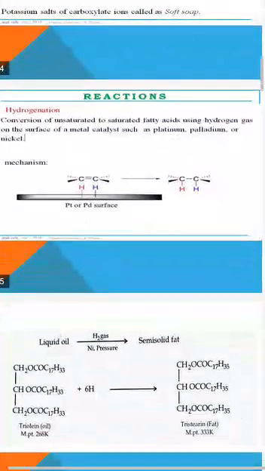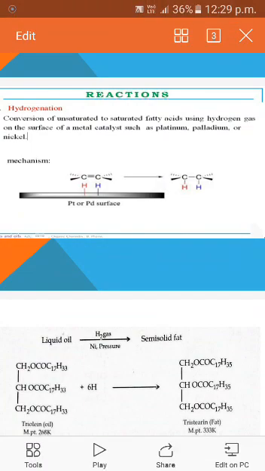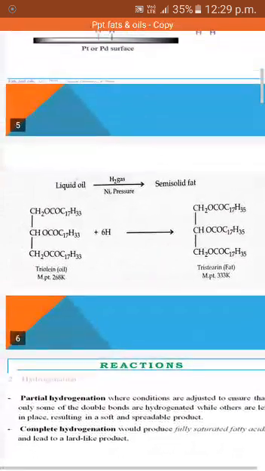The next reaction we discussed is the hydrogenation reaction. Hydrogenation is done by using a catalyst like platinum, palladium or nickel. At that time, the double bonds present in the unsaturated fatty acids of the oil break down and are converted into single bonds. See here the reaction.